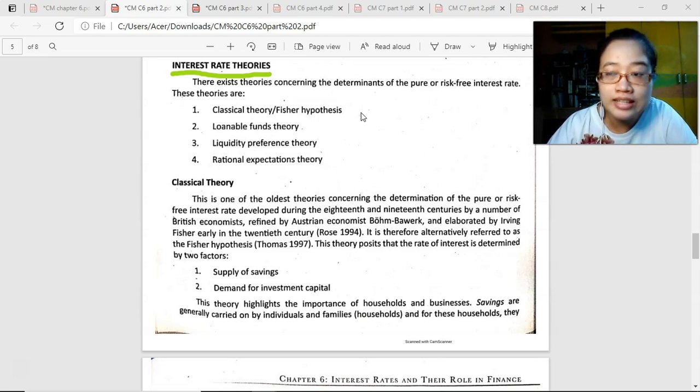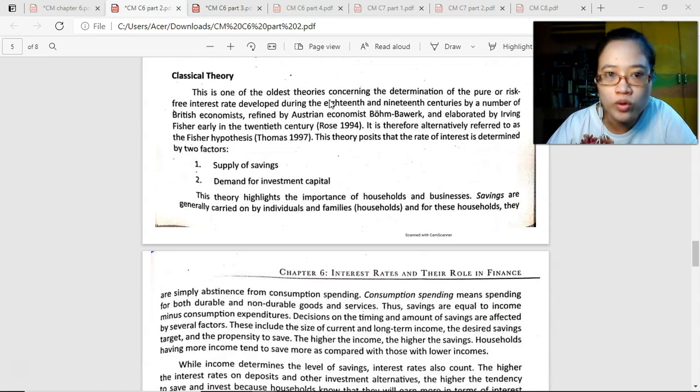We have the following: first, classical theory or Fisher hypothesis. Second, loanable funds theory. Third, liquidity preference theory. And last, rational expectations theory. So we'll discuss each one.